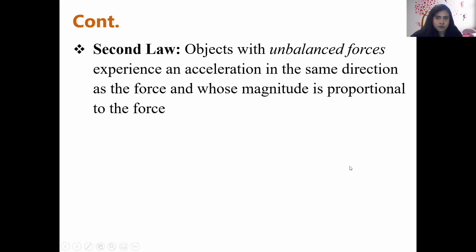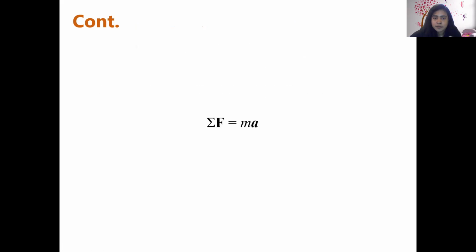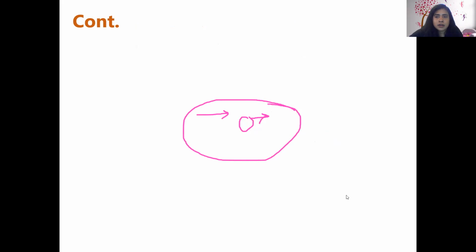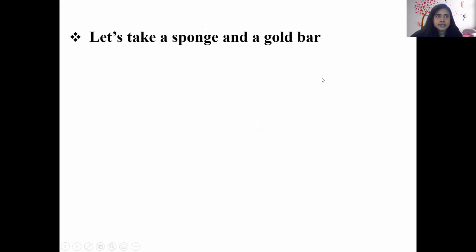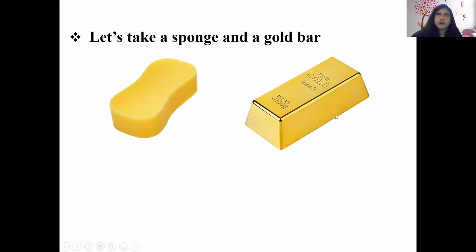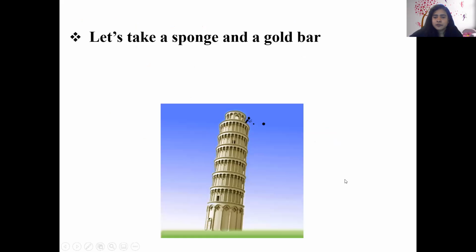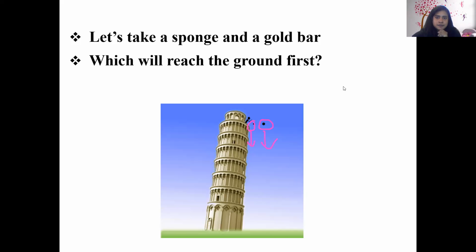Newton's second law of motion says an object with unbalanced forces experiences an acceleration in the same direction as the force applied. That's where we call it F equals ma. If the force is acting, you are going to create an acceleration, where your mass is constant, right? So let's see what Newton's second law says. Let's take a sponge and a gold bar, and I'm going to throw the sponge and the gold bar from the top of the building. So what do you think will happen? Which will reach the ground first?